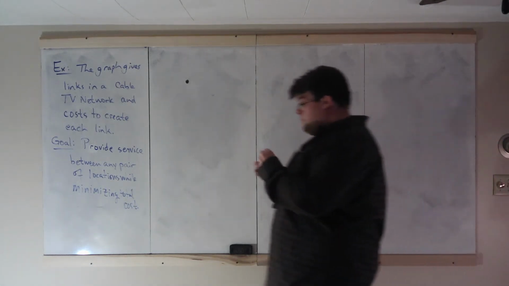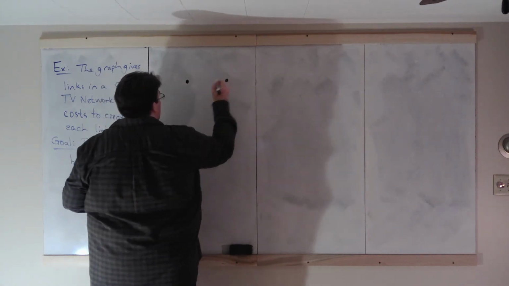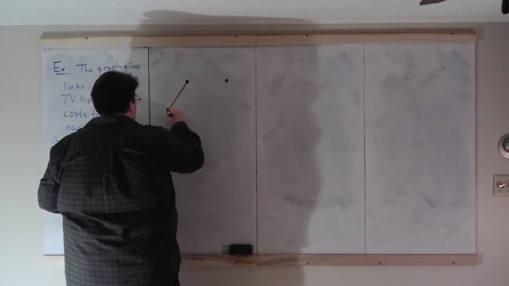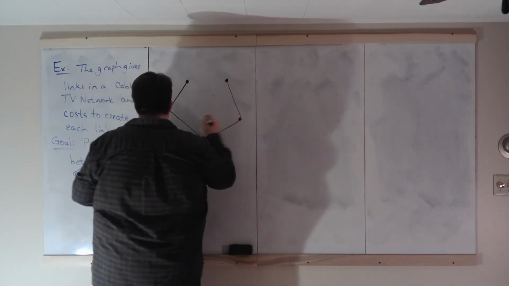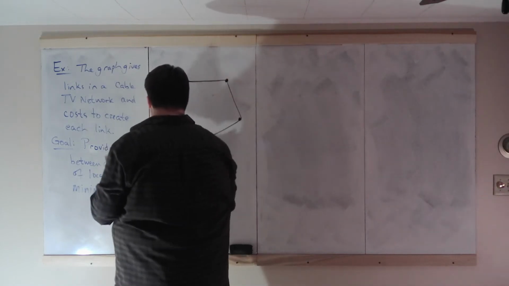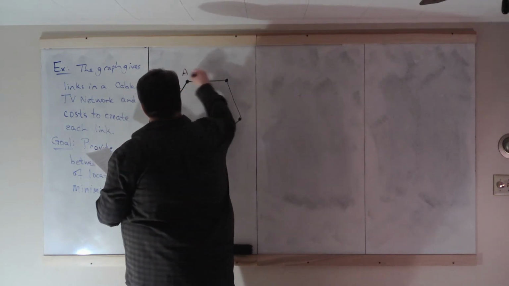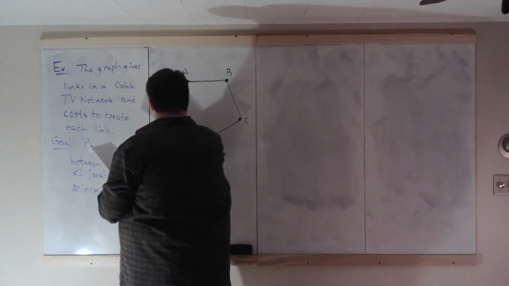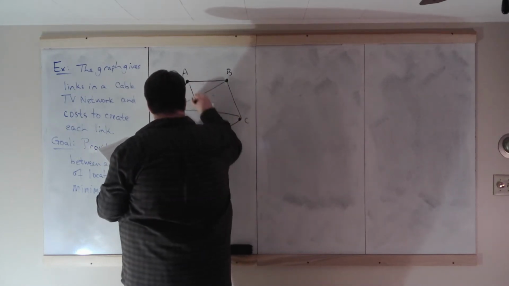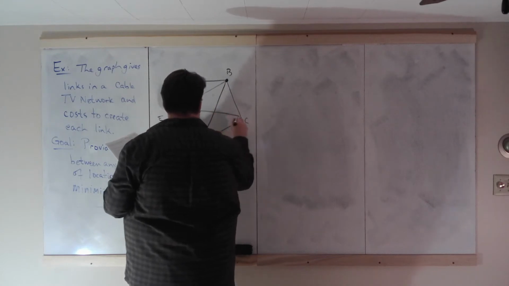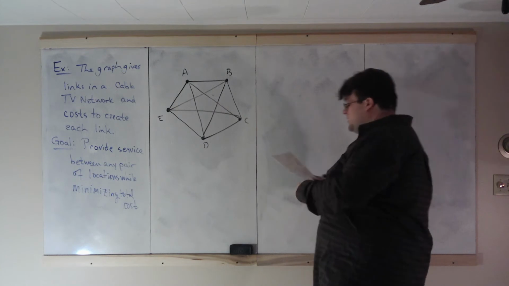Okay, this graph gives links in a cable network, and the cost to create a link between two locations. And we want to be able to provide service between any two locations. So we have these five, let's call them A, B, C, D, E. Let's complete the graph. And let's give the costs.